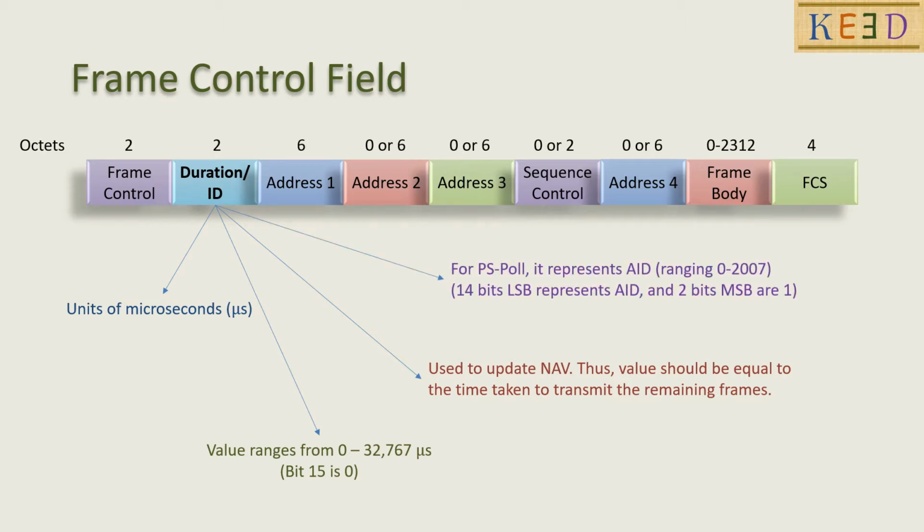For PS-Poll, it represents AID, that is, Association ID. The value ranges from 0 to 2007.